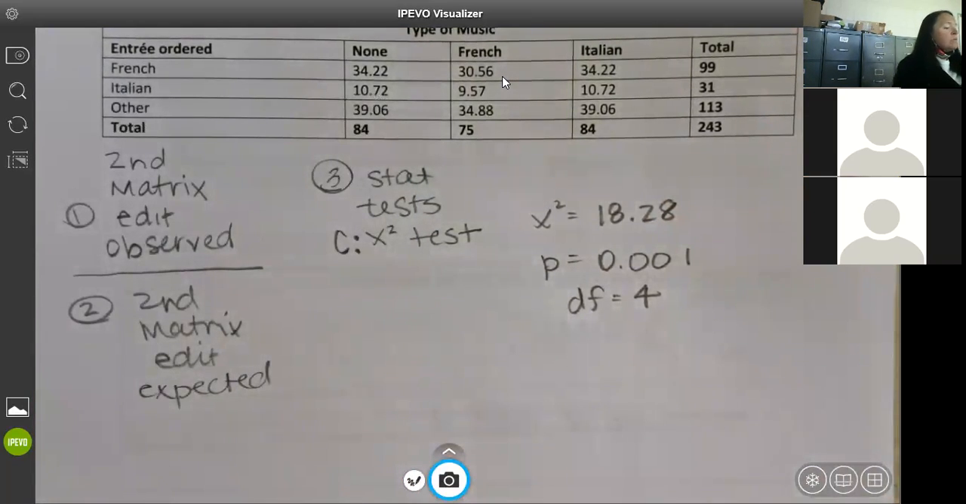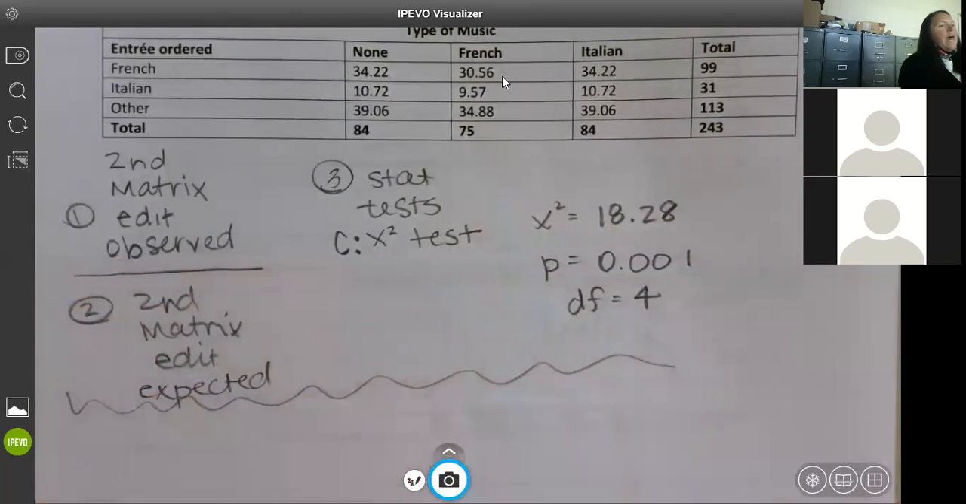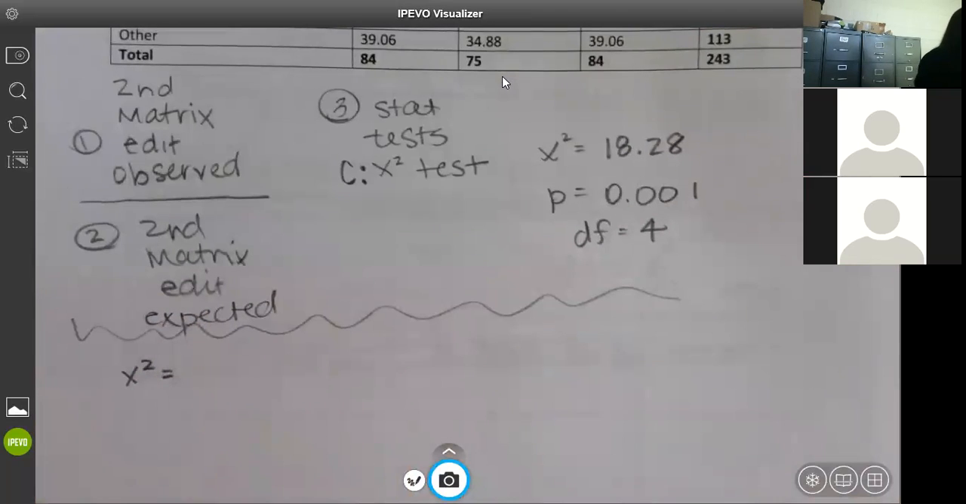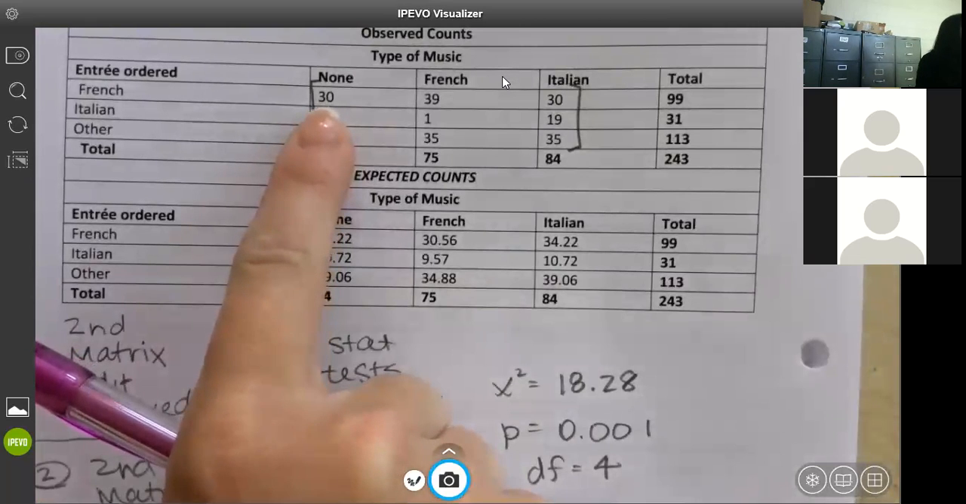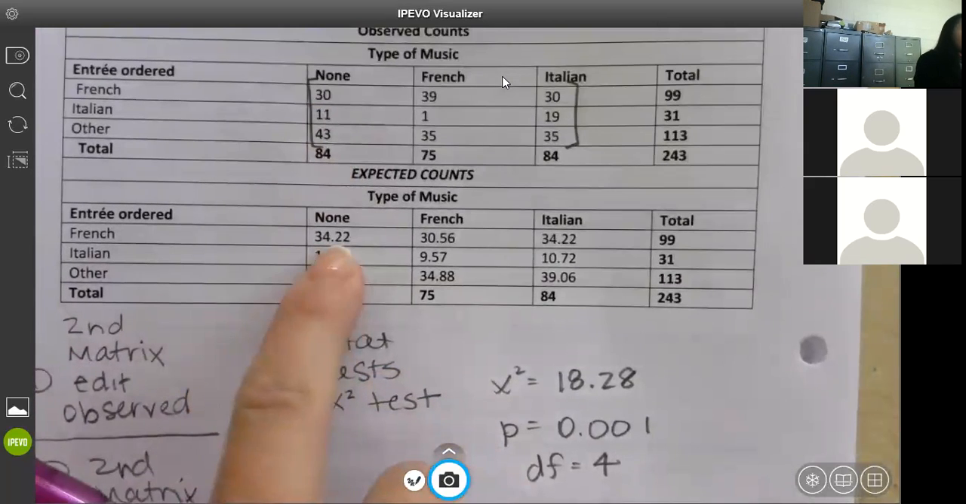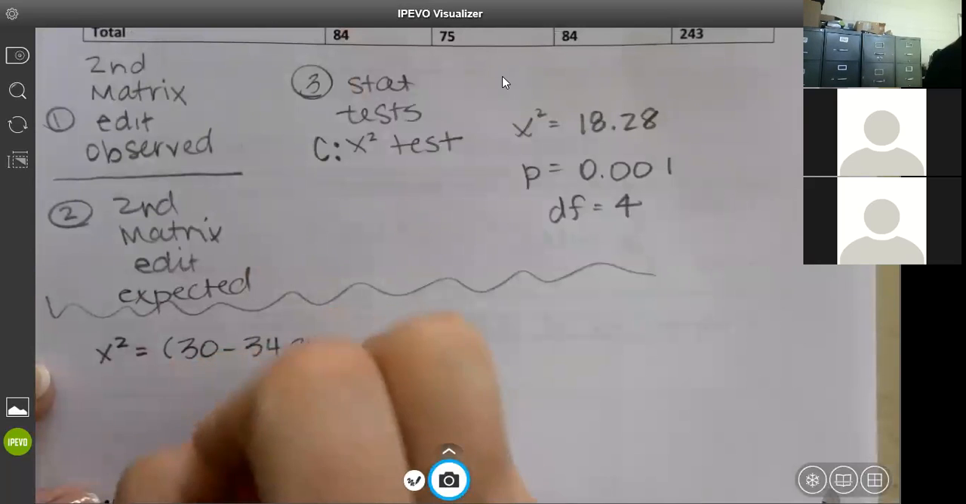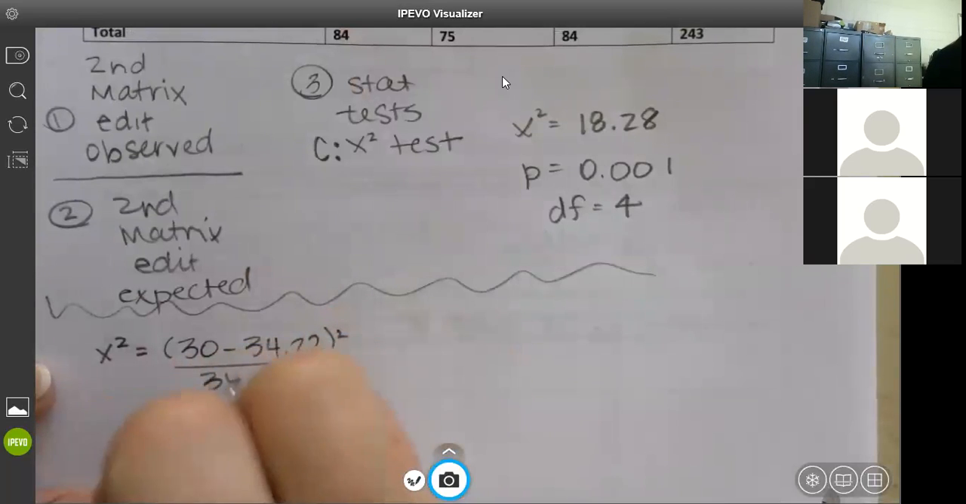Stay right here. This is on the calculator. How do you do this by hand? We already talked about this. Observed, not expected. So we would start with this one. This is ridiculous to do. I'm going to do a couple of them just to remind you what the formula is, and then go from there. So the observed minus the expected squared over the expected. So this would be 30 minus 34.22 squared over 34.22.